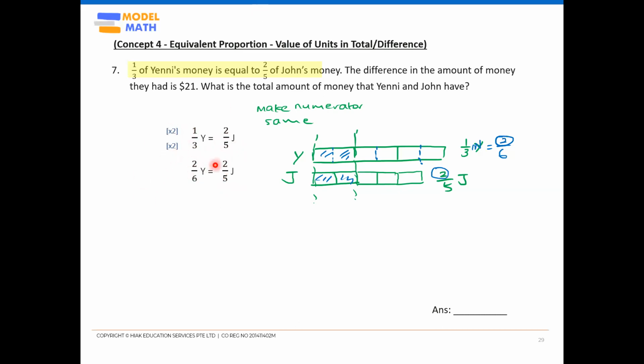Okay, so once you have written this down, next is to record down your ratio. Yenny to John ratio. Now, how do I know which one is the ratio? Which numbers tell me the ratio? So the ratio will be the denominators, which is also the same as the total units each of them have. You see, now relate back to the model. Yenny, 6 units, right? The denominator. John, 5 units, also from the denominator. So 6:5.